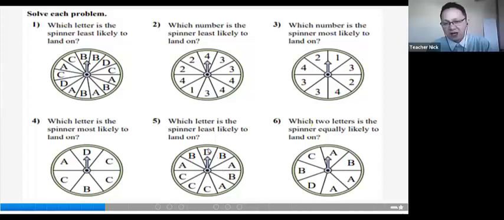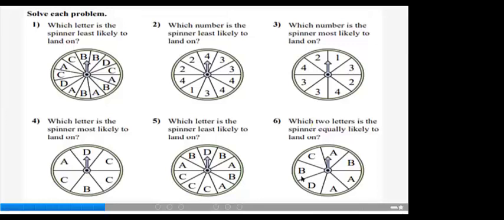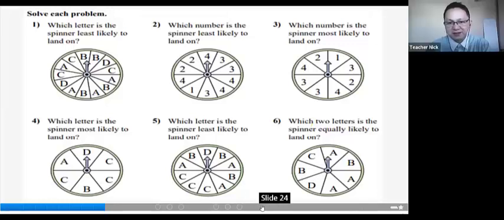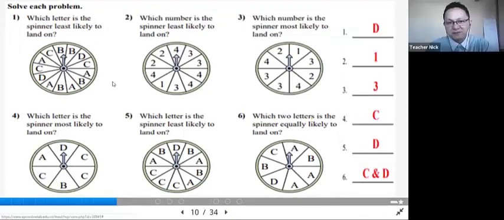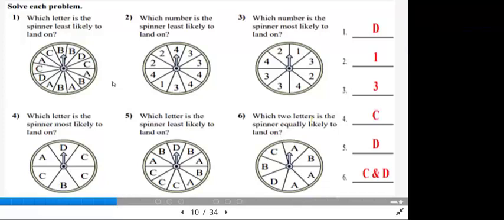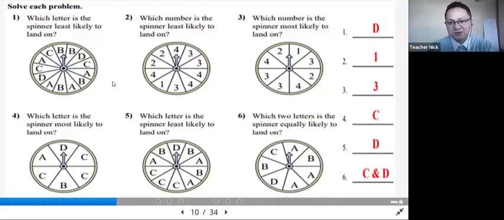All right, how about number 6? Which 2 letters is the spinner equally likely to land on? A. All right, it's A. Let's see if your answers are all correct. Let's check. Oh, why is it C and D? Equally likely. Which 2 letters is the spinner equally likely to land on? All right, there are 2 letters. So it's C and D.